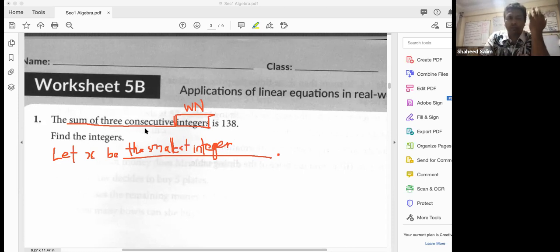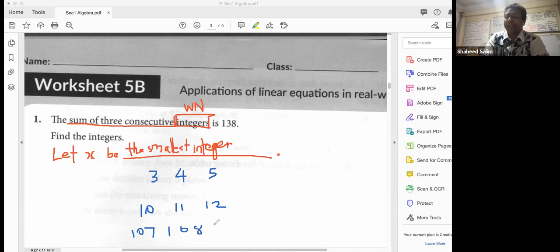So it might be 3, 4, 5. This is one example. 3, 4, 5. But it could also be 10, 11, 12. It also could be 107, 108, and 109. You see, these are three consecutive integers because it's one after another. Consecutive means one after another.